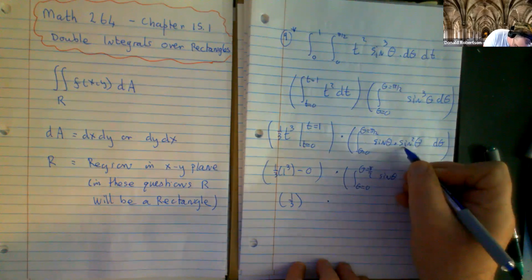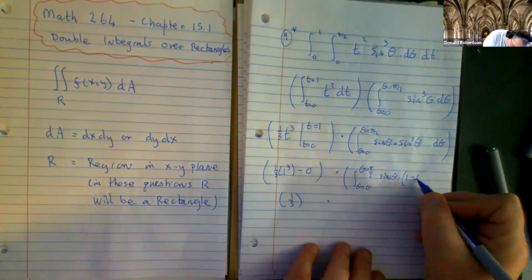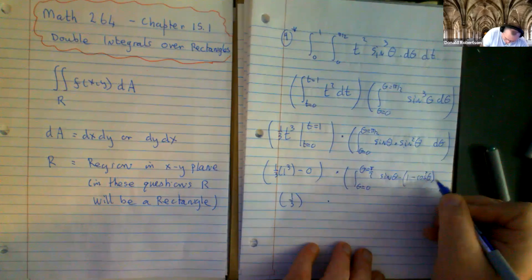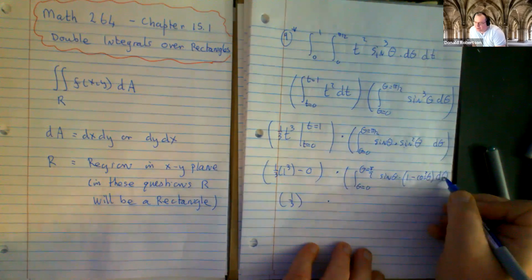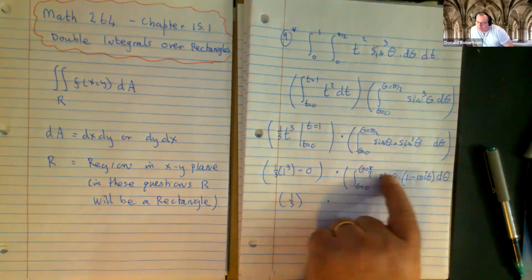Sine squared theta is going to be called 1 take away cos squared theta. Is this beginning to ring some bells from Calc 2? And I think someone mentioned it. Aren't you going to have to do a U sub now? What would be the U sub that would get you out of this hole?